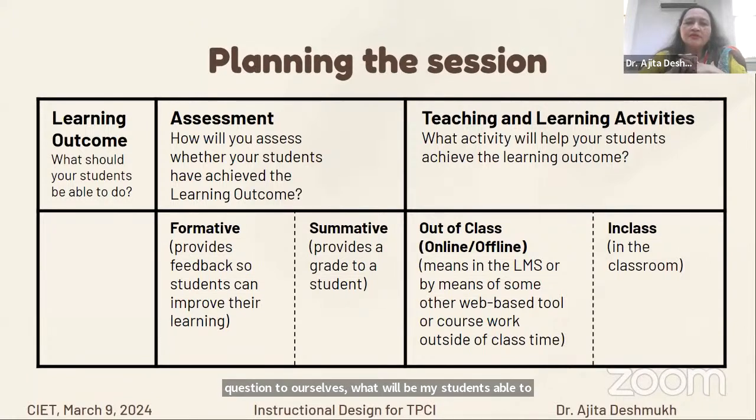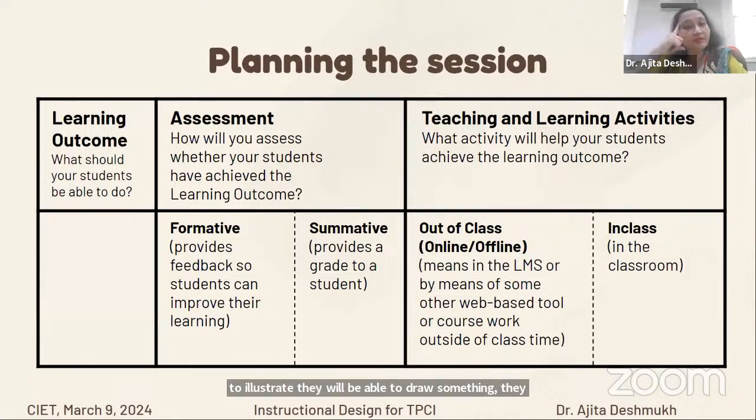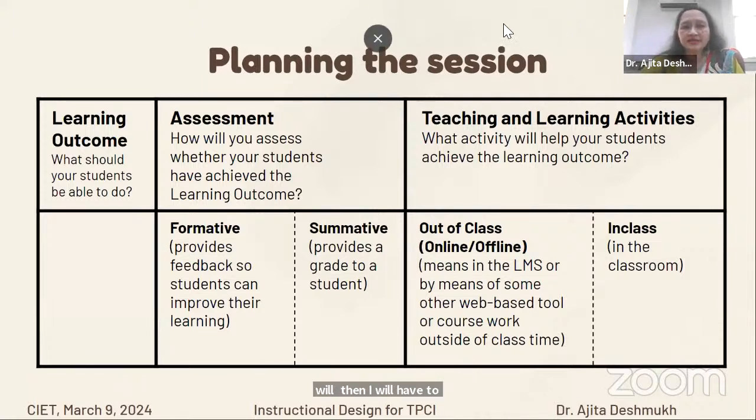So our outcomes are always written like, at the end of the session, the students will be able to do. So what will they be able to do? When we say that, okay, they will be able to explain, or we want them that they will be able to design, they will be able to illustrate, they will be able to draw. So what will the outcome be? Okay, now if this is going to be the outcome, that they will be able to illustrate, they will be able to draw something, they'll be able to draw a diagram, then I will have to think about my assessment, because it's the assessment that is mapped to the outcome.